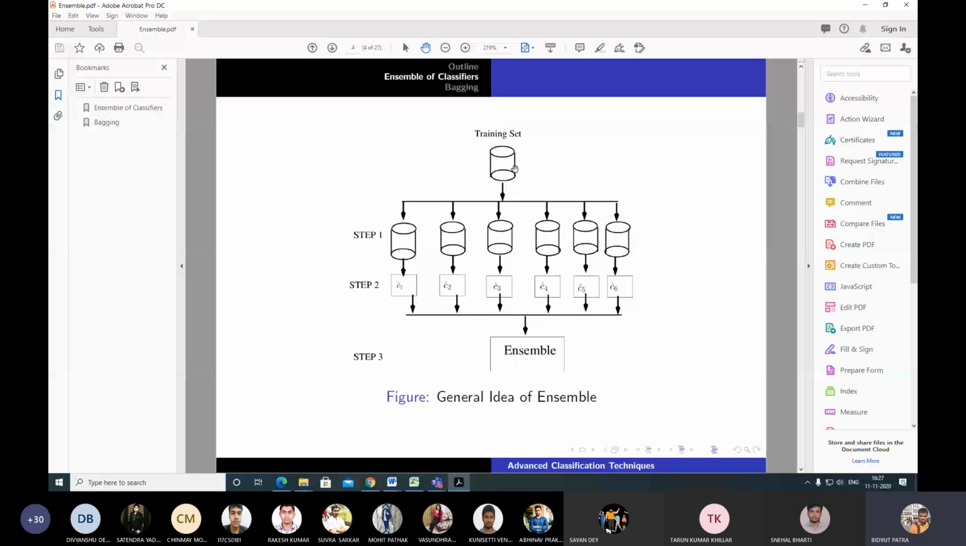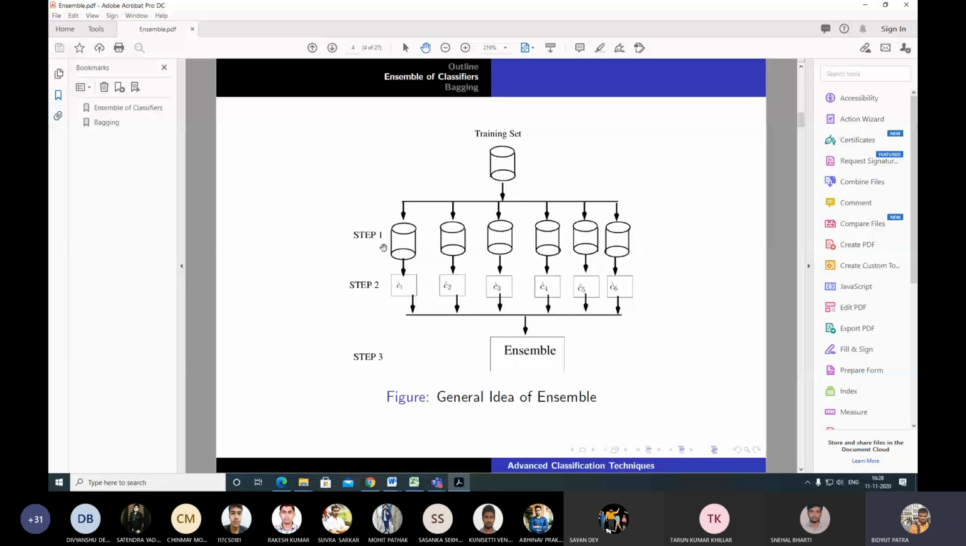Okay. So the first step, you generate different training samples from the same training sample. How do you do it? You use what is called sampling with replacement, and you do it different times. Because you are doing random sampling with replacement, as I said earlier, there is a chance that 66% of the samples will be new, and there might be a probability that 33% of the samples will be duplicates.